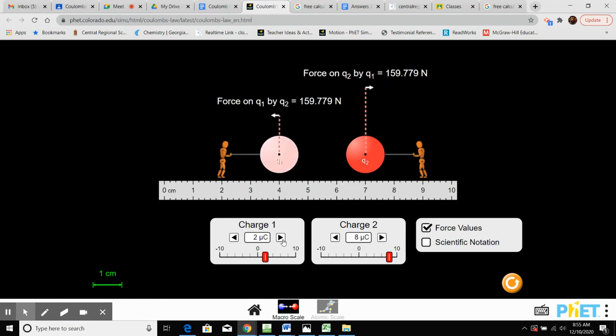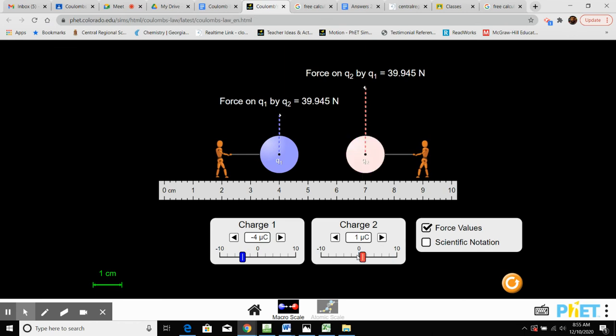What about this? Now that the charge on one of them is positive, right? Well, actually, no, the charge on both of them is positive. Now what do I get? Is that an attractive or repulsive force? Repulsive. Okay, so both positive is repulsive, a negative and a positive is attractive.